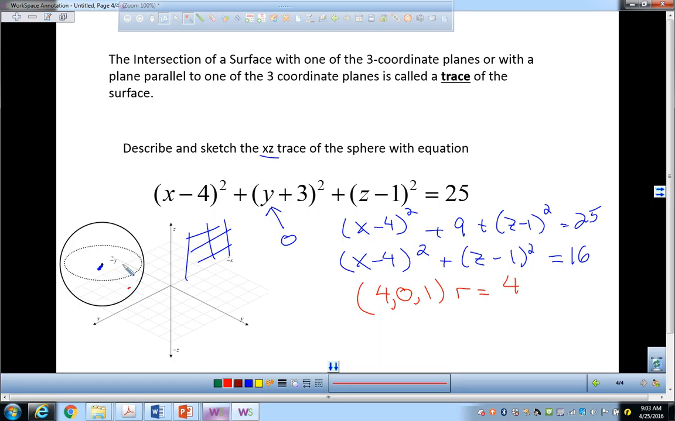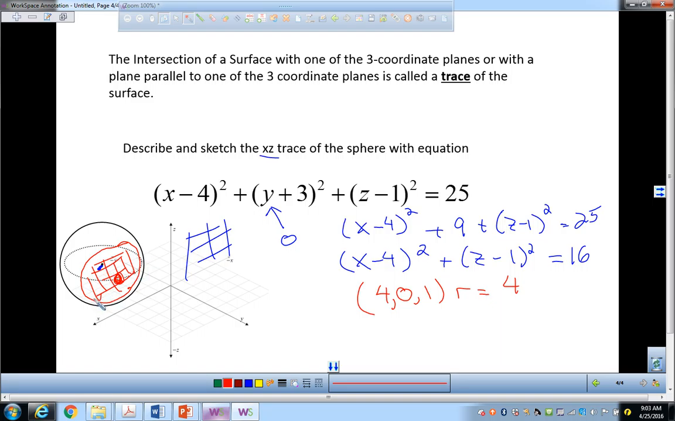Ooh, that's kind of weird. This is really hard to do, but I get a circular trace, okay? It's a circle kind of in here, right? The trace would be something like that in that plane. You understand? If I took this ball of cheese and put it into the cheese slicer, which is the XZ plane, I get a circle, and the center of that circle would be at 4, 0, 1. Okay? It's not that bad, huh? And so this is the trace of that.